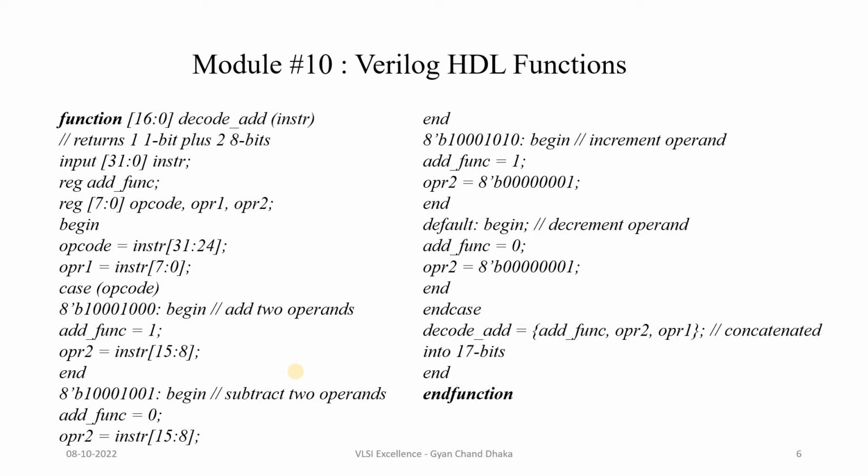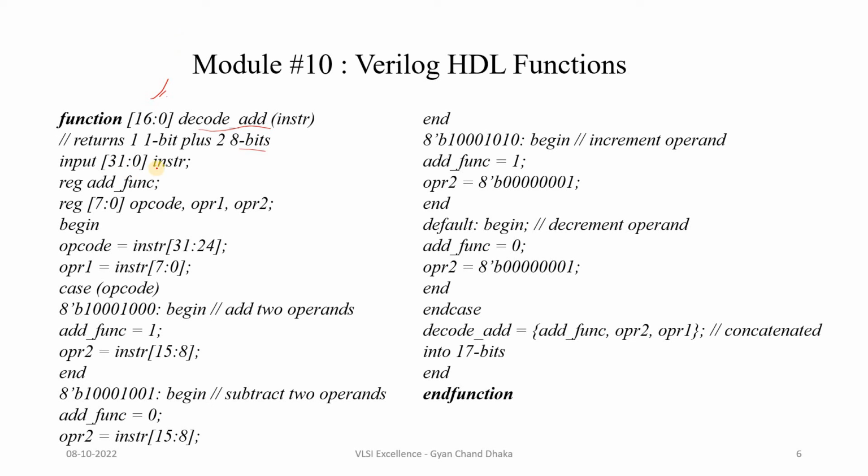Here we have declared one function, decode, and this function will basically return a 17-bit value. Those 17 bits are one 1-bit value and two 8-bit values, so it returns three variable values. We cannot have multiple return values from a function, so we have to concatenate all three values and return a 17-bit value.